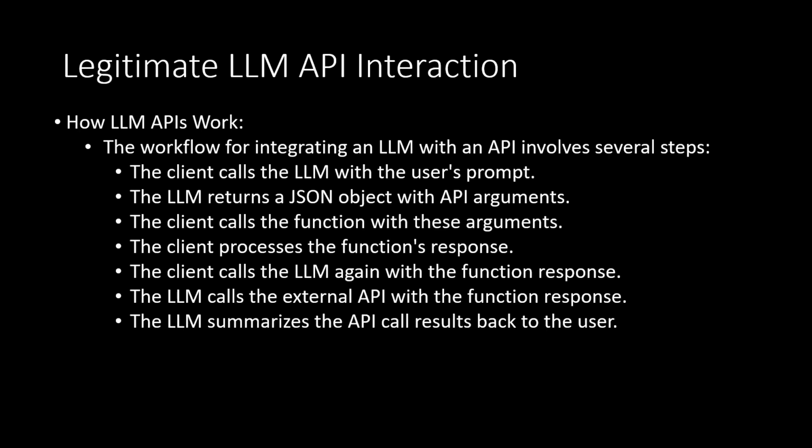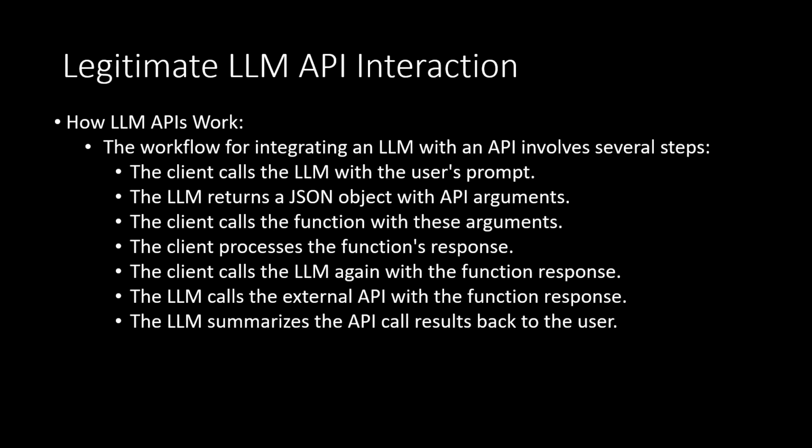The workflow for integrating an LLM with an API involves several steps. Here's how it typically works. The client calls the LLM with the user's prompt. The LLM detects that a function needs to be called and returns a JSON object containing arguments adhering to the external API schema. The client calls the function with the provided arguments. The client processes the function's response.